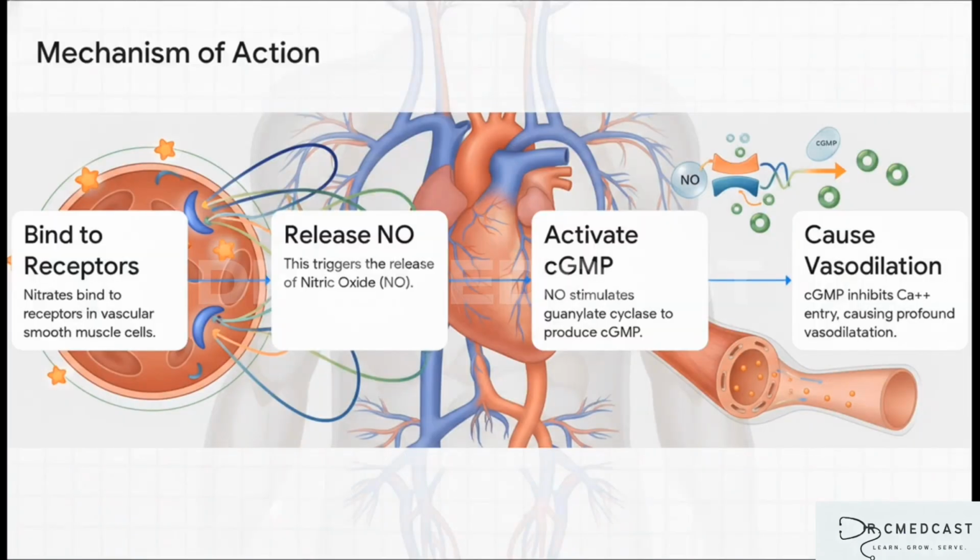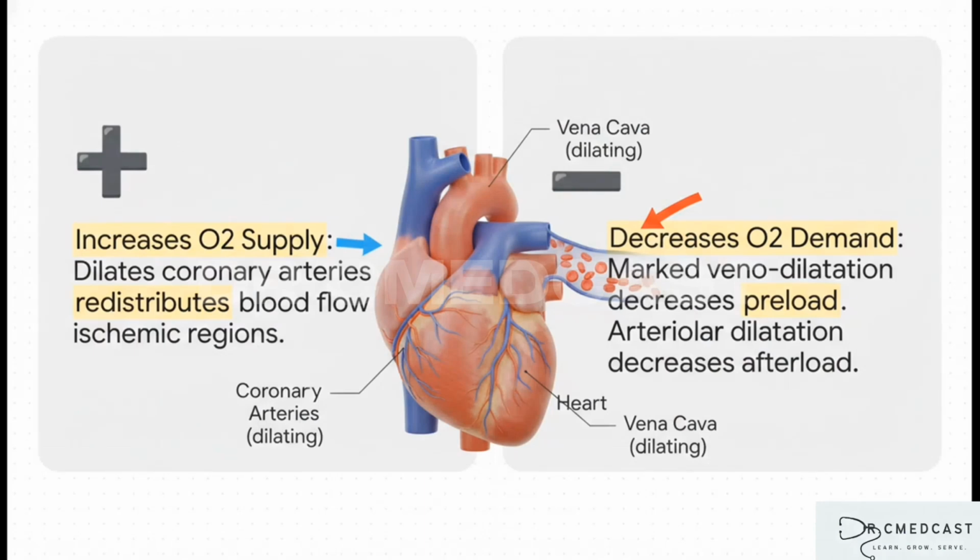So how do they do it? Well, nitrates get into the smooth muscle cells of your blood vessels and release a molecule called nitric oxide, or NO. NO then kicks off this signaling cascade that ends with one major effect, profound relaxation of the blood vessel. We call that vasodilation.